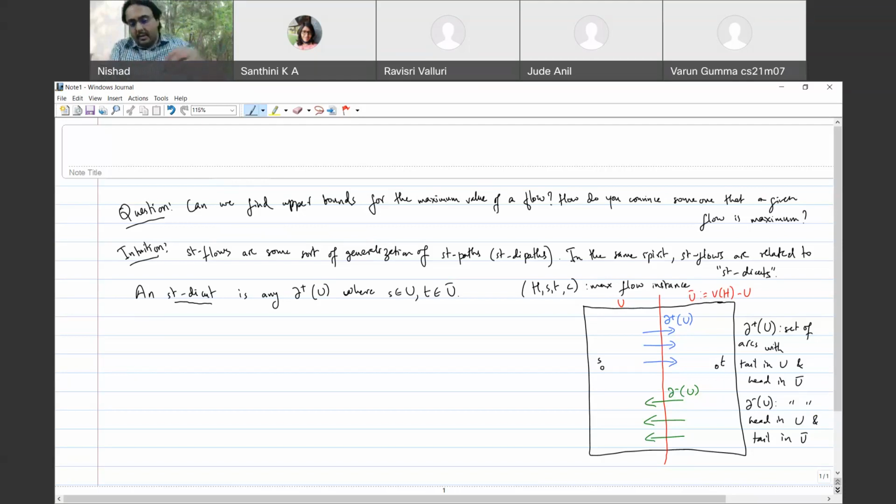Of course, notice that partial minus of U is the same as partial plus of U bar. Okay. Good. Are there any questions or concerns at this point? All right. So, given an ST dicut, we'll define its capacity.